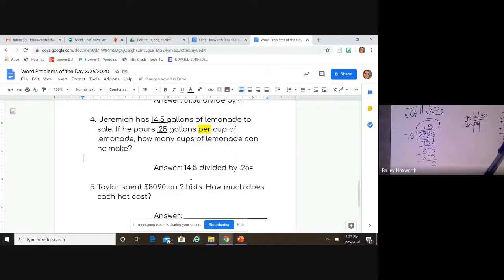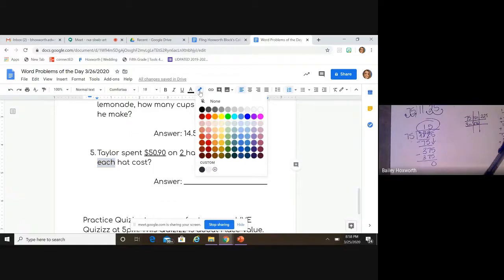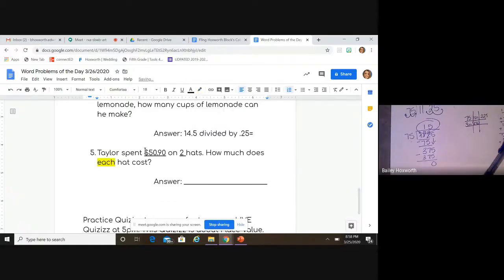And your last one: Taylor spent $50.90 on 2 hats. How much does each hat cost? Each is my keyword. Each means I can multiply or divide. Here I already have a total, so what do I need to do? I need to divide. I need to say $50.90 divided by 2.